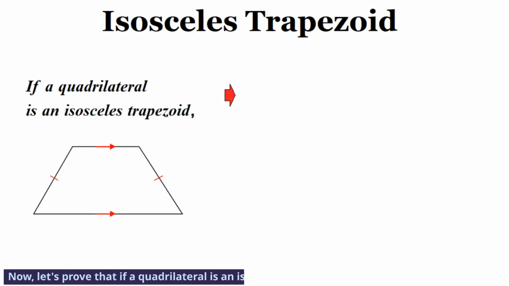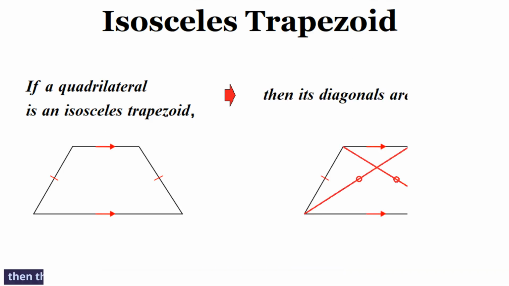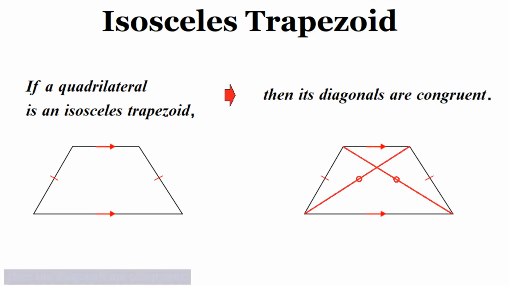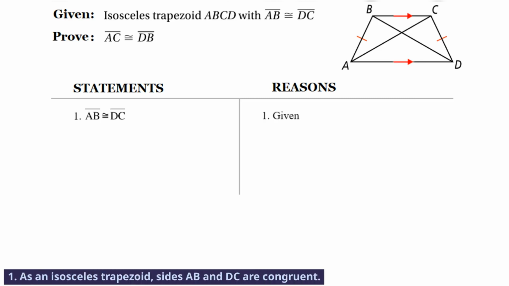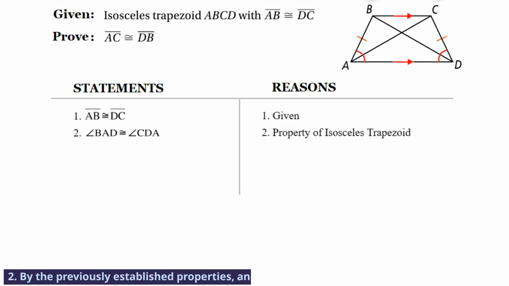Now, let's prove that if a quadrilateral is an isosceles trapezoid, then the diagonals are congruent. Look at the diagram. 1. As an isosceles trapezoid, sides AB and DC are congruent. 2. By the previously established properties, angles BAD and CDA are congruent.